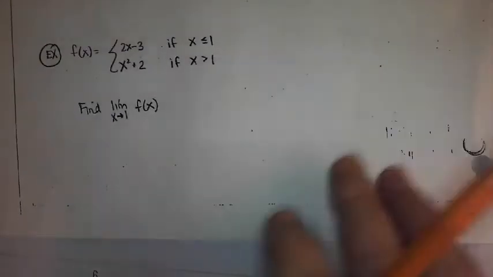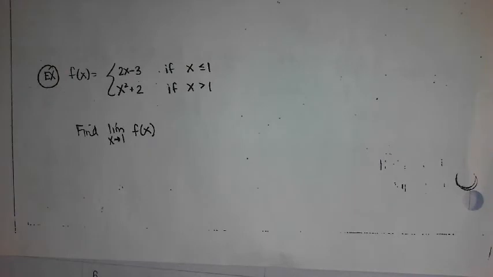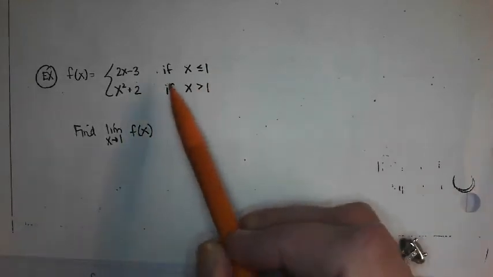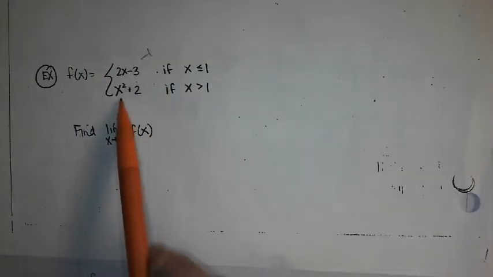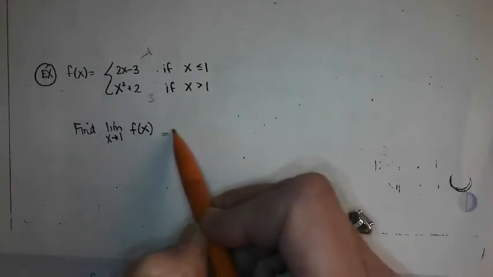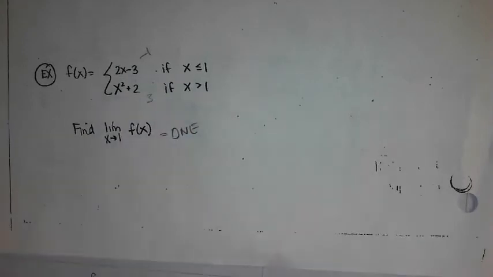And the last one, raise your hand if you've already done it. Oh, good. Liam, what'd you get? Did anyone get anything different? Okay, 1 from the left is -1. 1 from the right is 3. Good. Is this easy? Good. Okay.